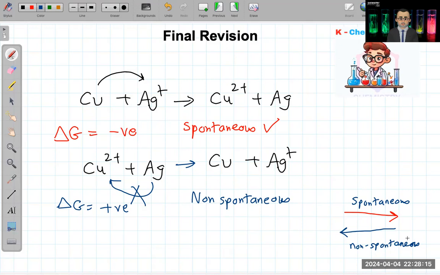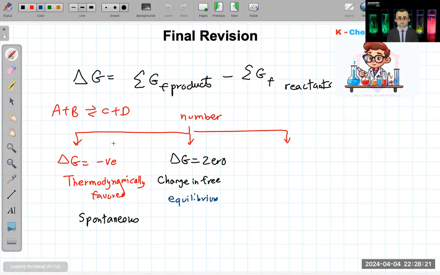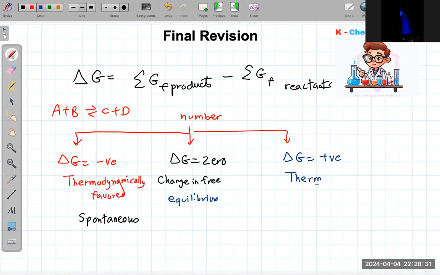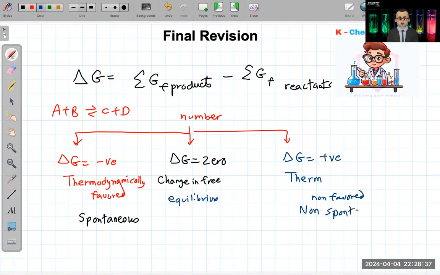Is this a redox reaction? It's a precipitation. So it depends on many reasons. But how can we calculate it mathematically? By the value of what? Delta G. If delta G is positive, what does this mean? The reaction is thermodynamically what? Non-spontaneous. So it is a non-favored and non-spontaneous reaction. It's not going to happen.